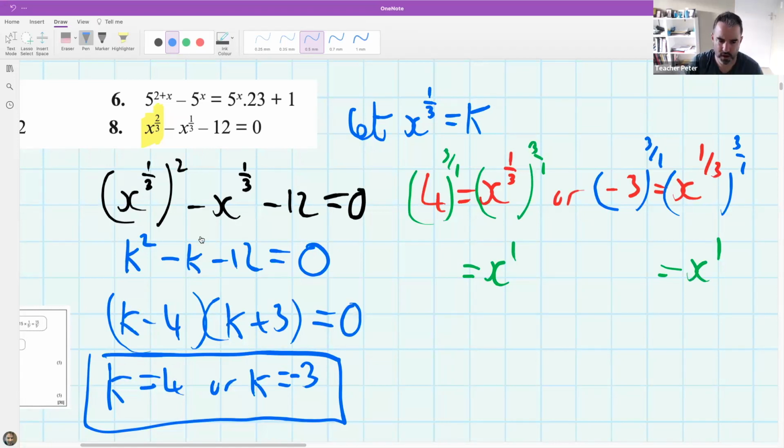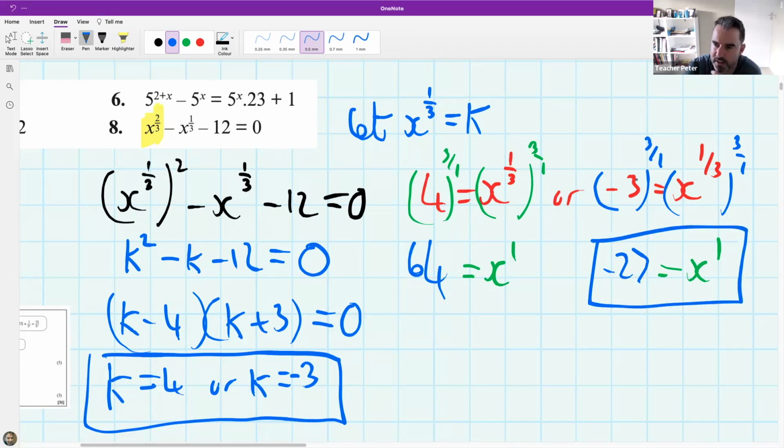Hey, I think the answer here is going to be 64. And over here, it's going to be minus 27. So if you think about it, what's minus 3 times minus 3 times minus 3? It's minus 27. What's 4 times 4 times 4? It's going to be 64.